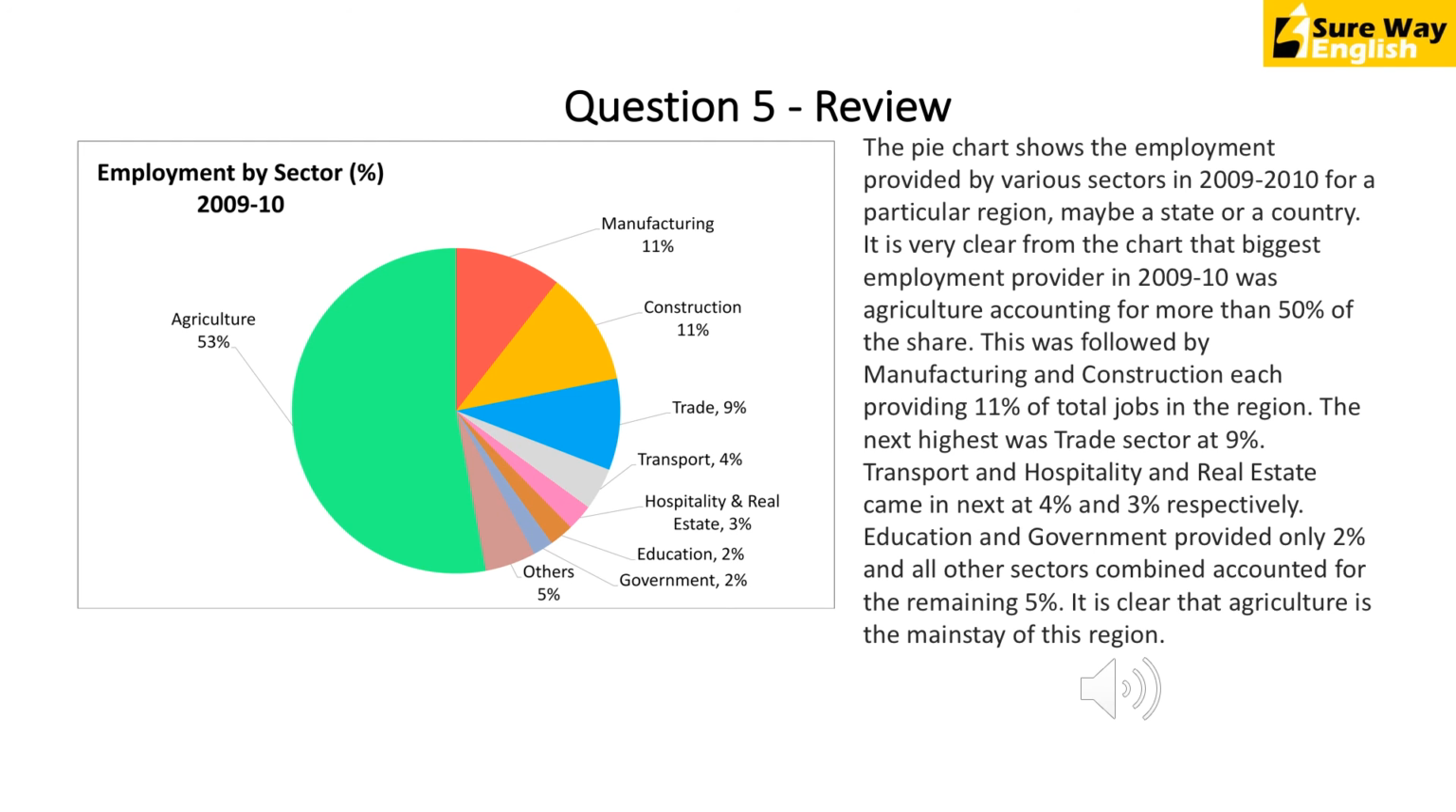So you can say that it is clear that agriculture is the mainstay of this region. Mainstay means that this region depends mainly on agriculture for jobs, etc. So that's a conclusion also that you added.